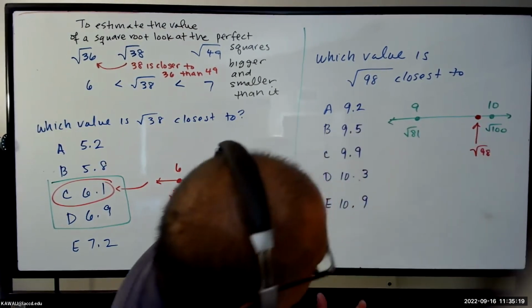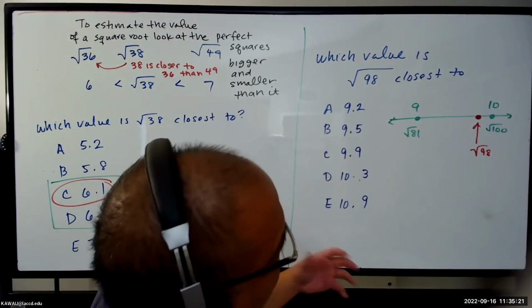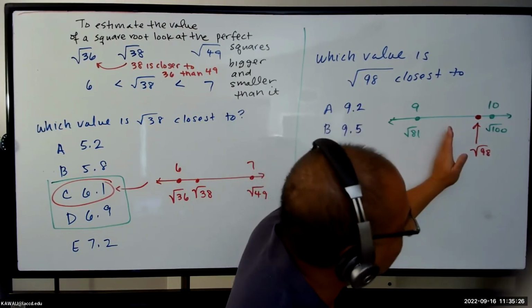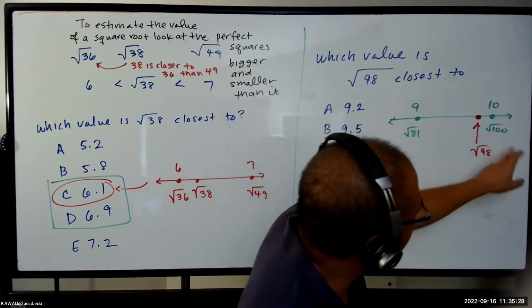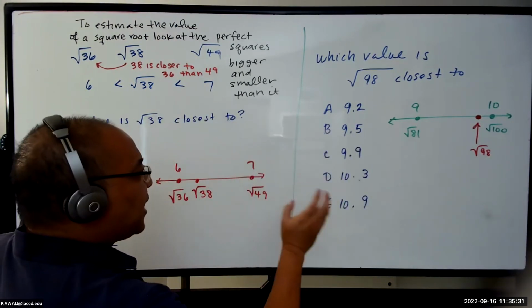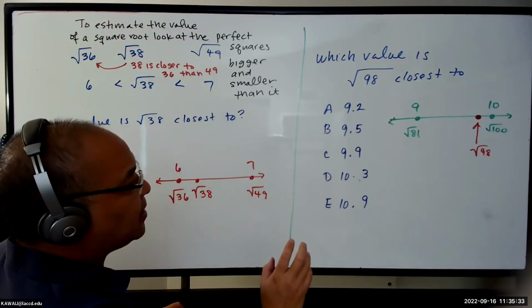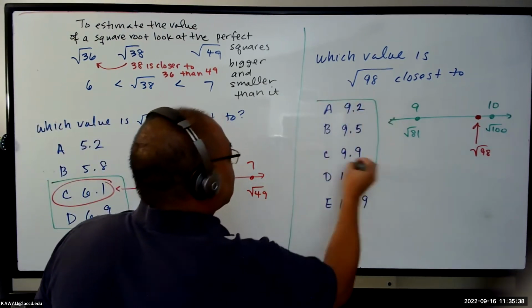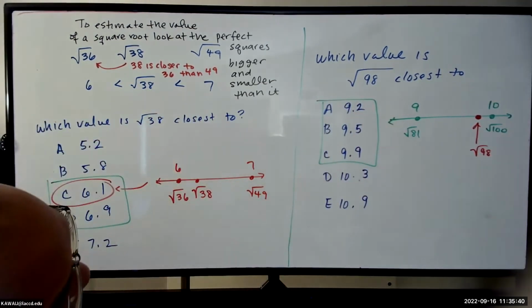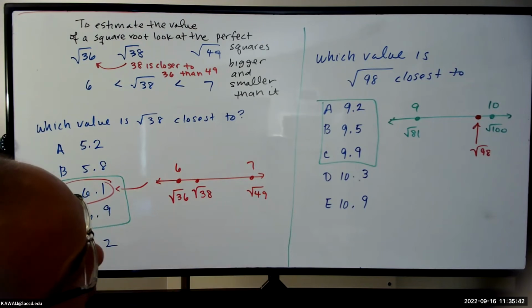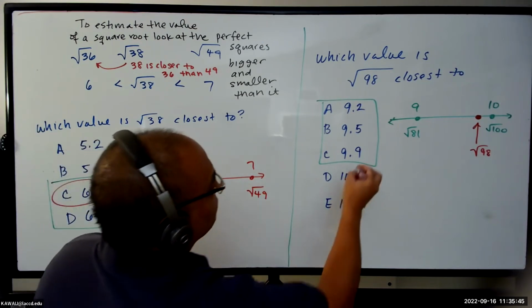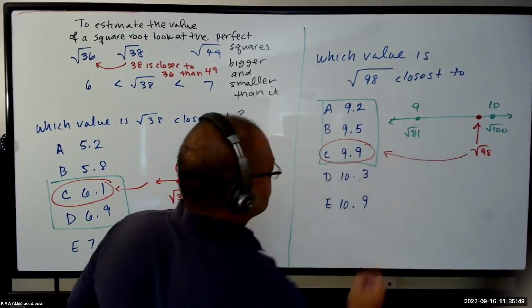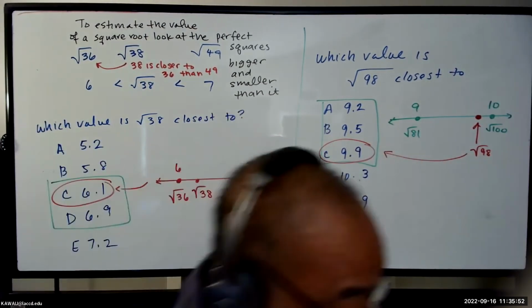right? So if you're to estimate it, it's not perfect, but 98 is really closer to 100 than it is to 81. It's really not in the middle. It's really close to here. Okay, so I need a number that's between 9 and 10, right? 9 point something. So that tells me it's this one. Okay, and the fact that 98 is closer to 100, I'm going to go with this one.